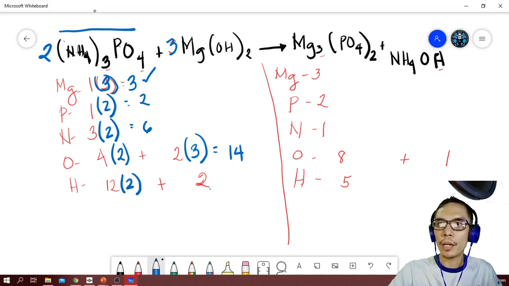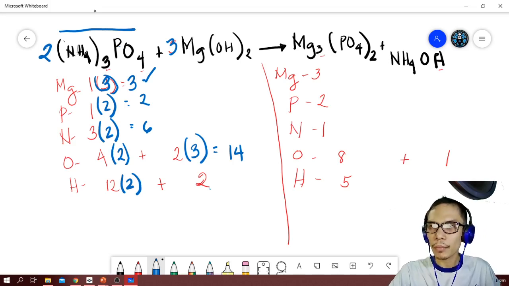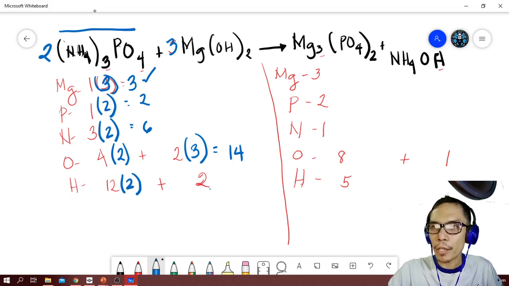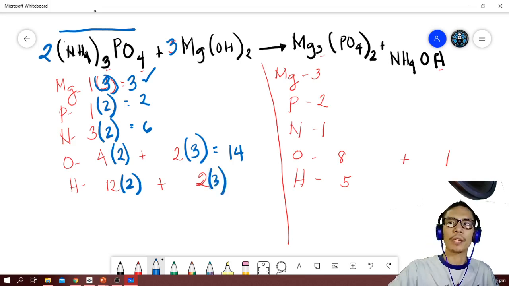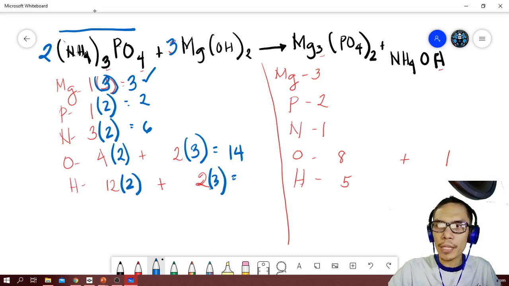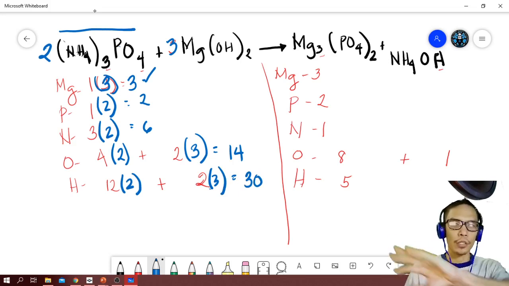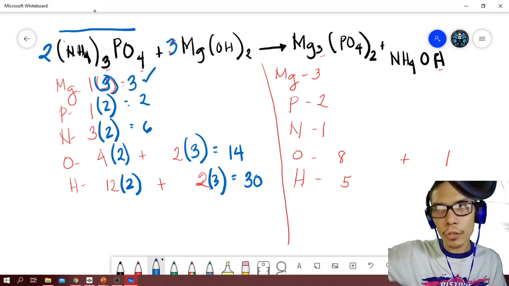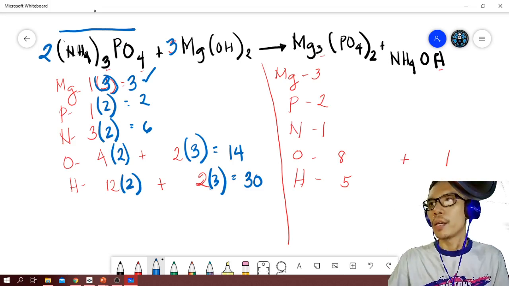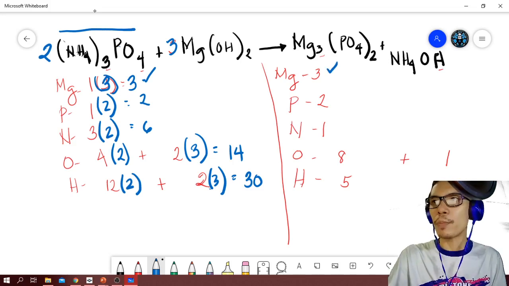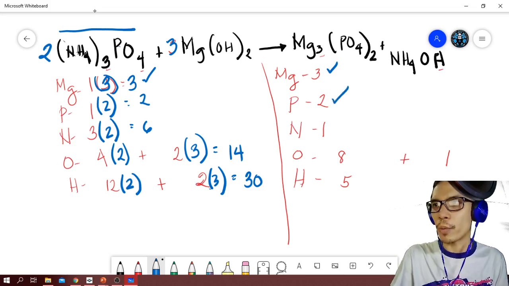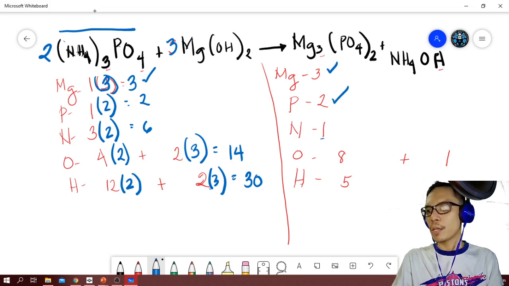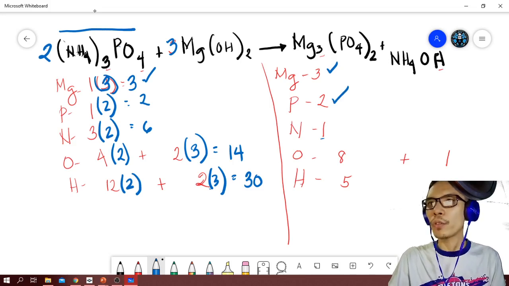Next one. How about the hydrogen? I forgot this one. 2 times 3 as well. So 24 plus 6, that is 30. There you have it. That is for the reactant side. Now let's go to the product side. The magnesium is balanced, and the phosphorus is also balanced. All we have now is this one, which is not yet balanced.